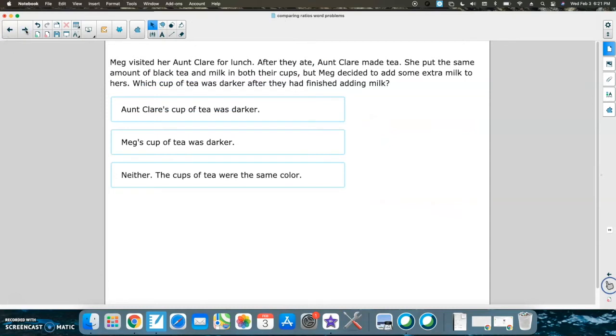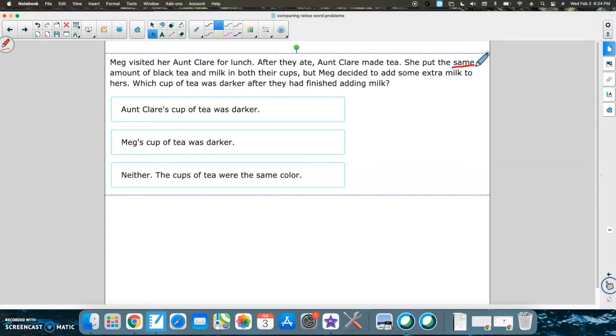On this one, there are no numbers. So you're going to have to maybe draw a picture with me here to help understand it. Okay? So let's do this one together. Okay, Meg visited her Aunt Clara for lunch. After they ate, Aunt Clara made tea. She put the same, that's important, amount of black tea and milk in both of their cups. But Meg decided to add some extra milk to hers. Which cup of tea was darker after she had finished adding milk?